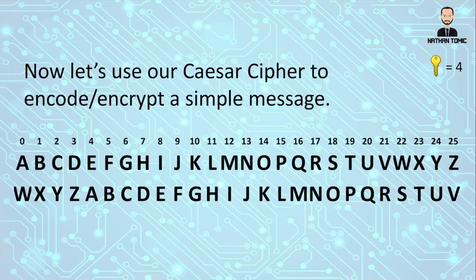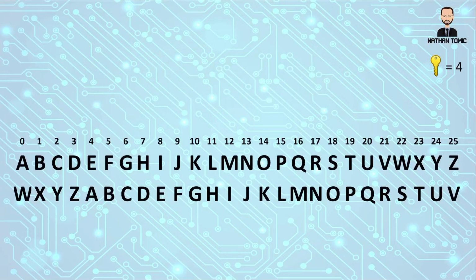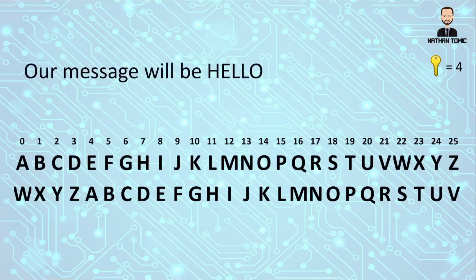Now we can use this Caesar cipher to encode and encrypt a simple message. So for this example, we'll use the message Hello. In this particular cipher, notice also that we don't have lowercase and uppercase letters, and we also don't have punctuation, spaces, or anything else. So all we're concentrating on here is the simplest case, where we just have the letters themselves.